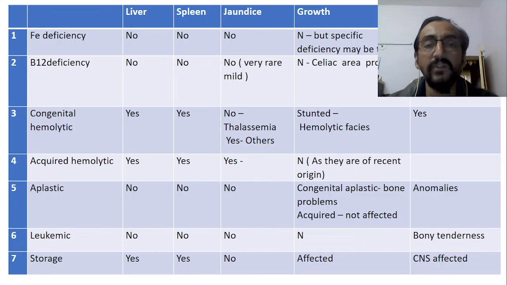enlarged, jaundice is not there, and growth is affected because we know that oxygenation is required for each and every body cell. So if it is not provided for a long time, definitely the growth will be affected, and there will be nail changes, there will be hyperdynamic circulation, there will be knuckle pigmentation in case of B12 deficiency.